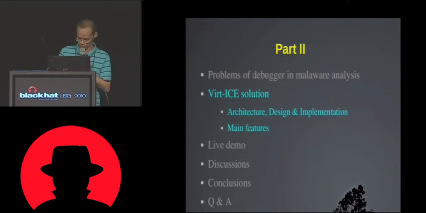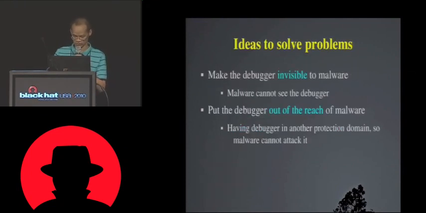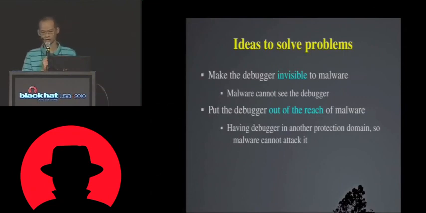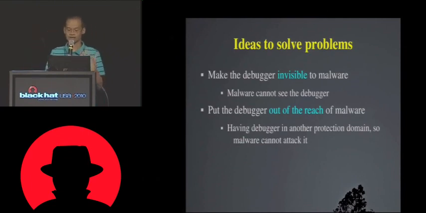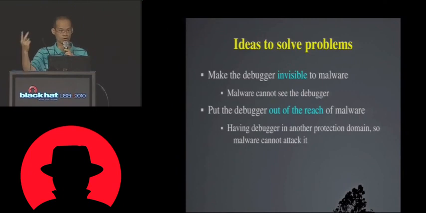In the second part, we introduce the VirtICE problem, the architecture, design, implementation, and the main features. So here's our idea to solve all of those problems. Because malware can detect the debugger, we try to solve that by making the debugger invisible to the malware. So malware cannot see the debugger anymore. Second, because malware can attack the debugger, we try to put the debugger out of the reach of the malware by running the debugger in another protection domain, so malware cannot attack it anymore. So we solve two problems.